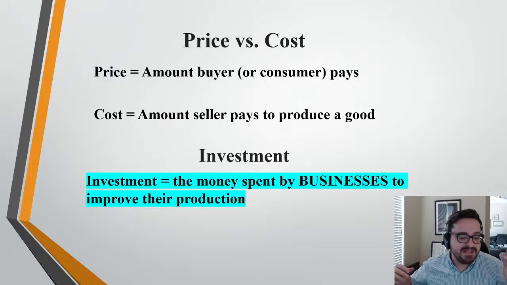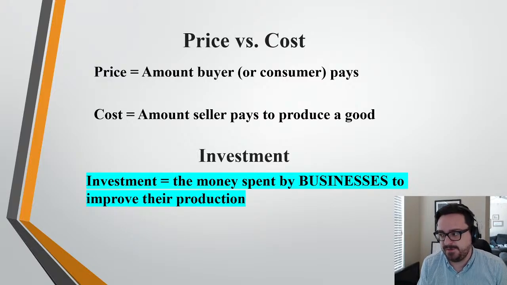That could be businesses hiring workers. That's investment spending. Could be a business buying a factory. That's investment spending. Could be a business acquiring a bunch of software to help their tech work more smoothly. That's investment spending. It's spending specifically by businesses to improve their production. This is most of what businesses spend their money on. Most versions of business spending is investment. It's an investment in their ability to produce.